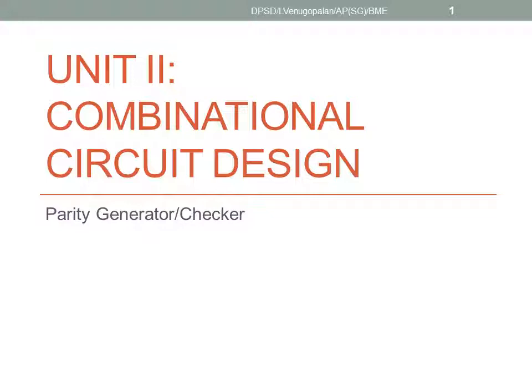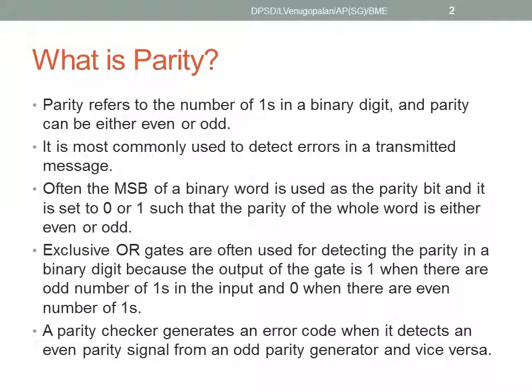Today we are going to see what a parity generator or parity checker is. So what is parity? That's the first question that comes to mind, right? Parity refers to the number of ones in a binary digit, and it can either be even or odd, because the number of ones in a binary digit can either be an even number or an odd number. It is mostly used to detect errors in a transmitted signal.